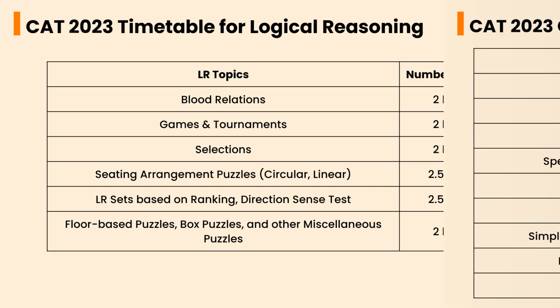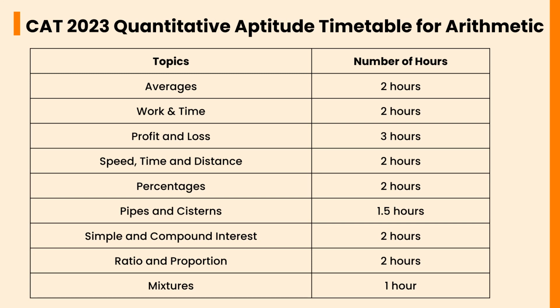Let's check the CAT 2023 quantitative aptitude timetable for arithmetic. Give 2 hours for averages, work and time, speed, time and distance, percentage, simple and compound interest, ratio and proportion. Give 3 hours for profit and loss. Give 1.5 hours for pipes and cisterns. Give 1 hour for mixtures.